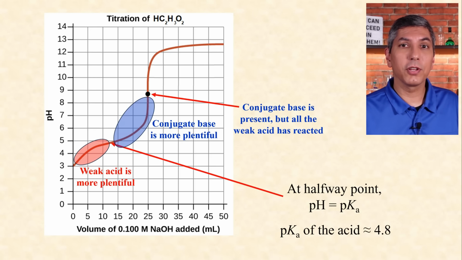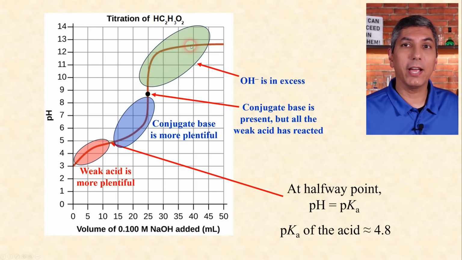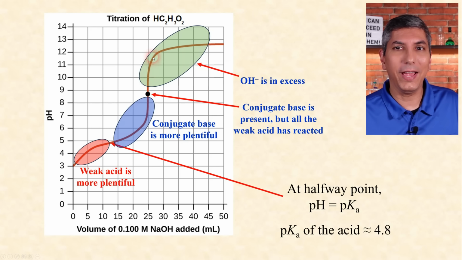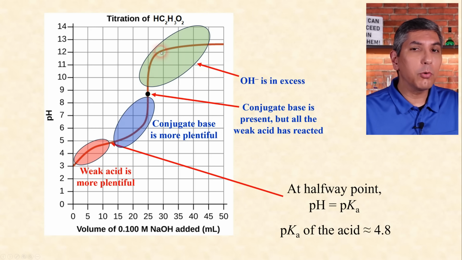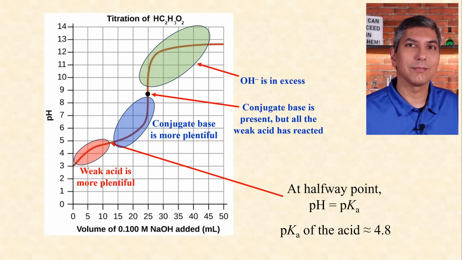Once the titration continues past the equivalence point, the reaction mixture has excess hydroxide that's being added, which explains why the pH keeps shooting up so fast. So past the equivalence point, the hydroxide ion is in excess.